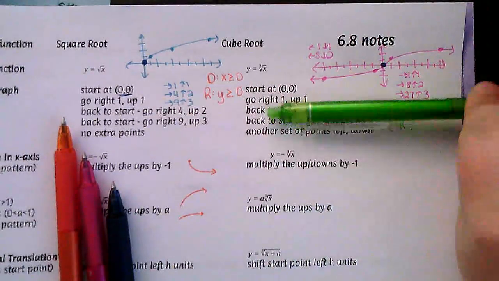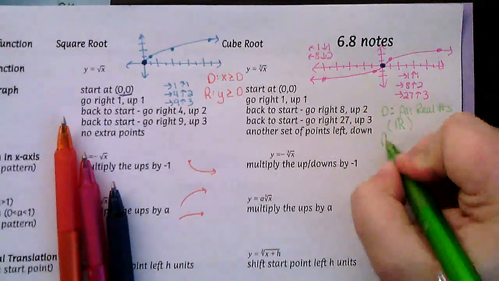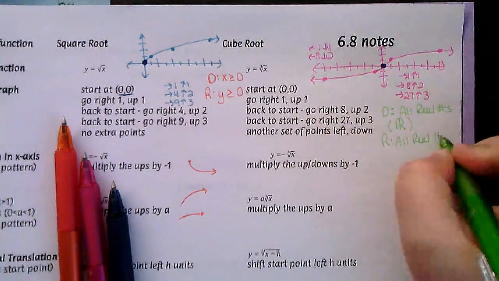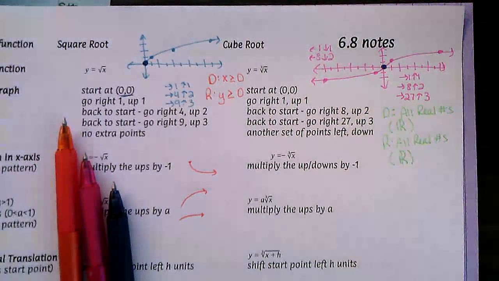Okay, range. If I'm at the bottom, I have an arrow. At the top, I have an arrow. So range is going to be the same thing, all real numbers. Or again, if we're lazy, the R with a vertical line through it.